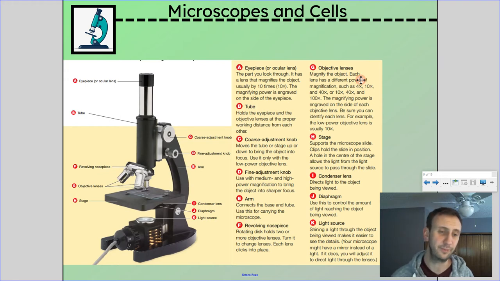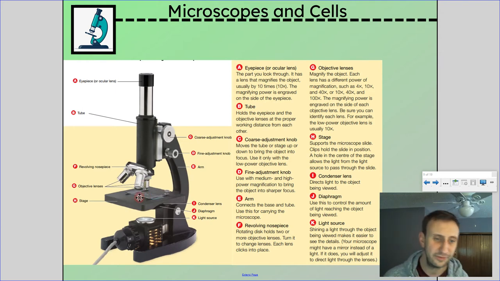The stage has stage clips and a stage opening. That's where we're putting our specimen or our slide to take a look at. The preparation of the specimen is so important. So we're going to talk about later on things like preparing a wet mount slide, and that sort of thing, in order for us to actually look at stuff under the microscope.